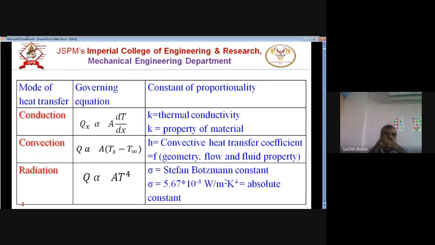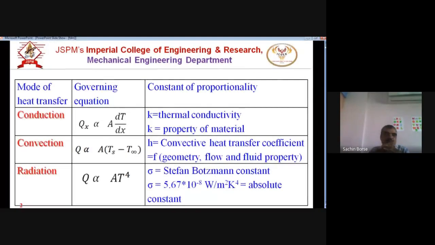In radiation, we should also know the shape factor and the emissivity of the surface.